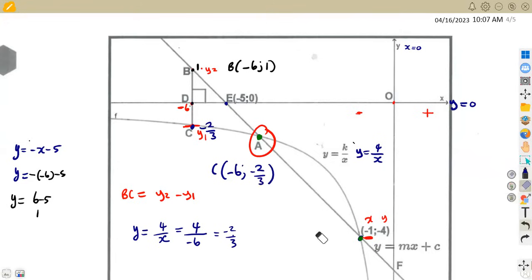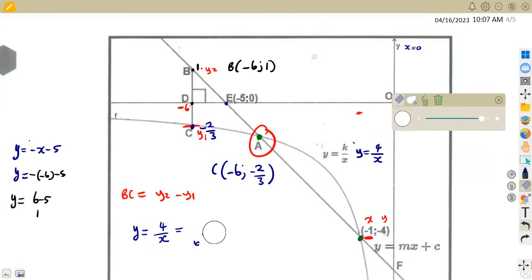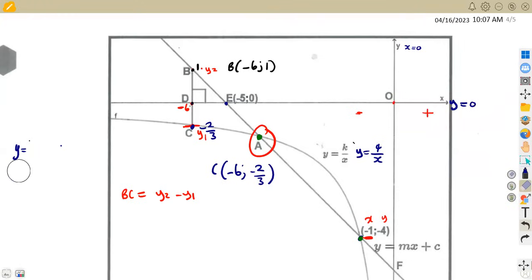Since we are asked to calculate the distance from B to C, we can use the distance formula, or we can use the concept I indicated here: since the distance from B to C is taken from a vertical line, you can subtract the top part, which is y2 at point B, 1, minus the bottom part, which is -2/3.